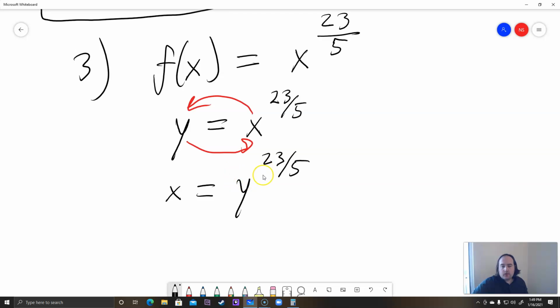Now, how do we solve for this new y? You might not be sure how to solve something like this. 23 over 5 is kind of a strange exponent, and what we want is to just have y on the right side. Well, as weird as this sounds, you can actually just go ahead and raise each side to the reciprocal power. Okay? So we're going to take the power of both sides, and this power is going to be the reciprocal of 23 over 5. So I'm going to raise each side to 5 over 23.